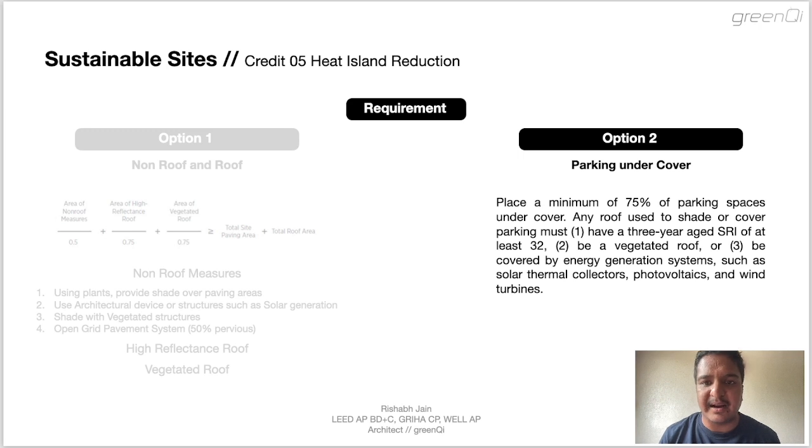The second option is that the parking should be under cover, and that's what we even discussed: try to put the parking in the basement so that there's less paved area on the surface.